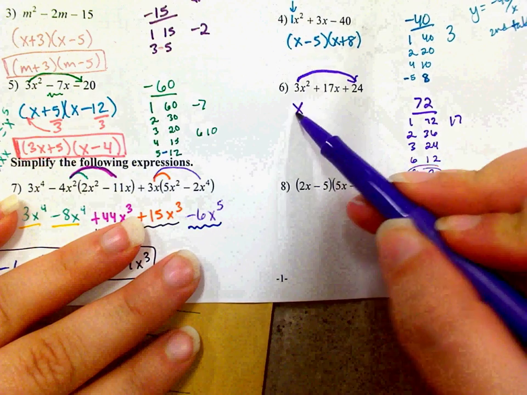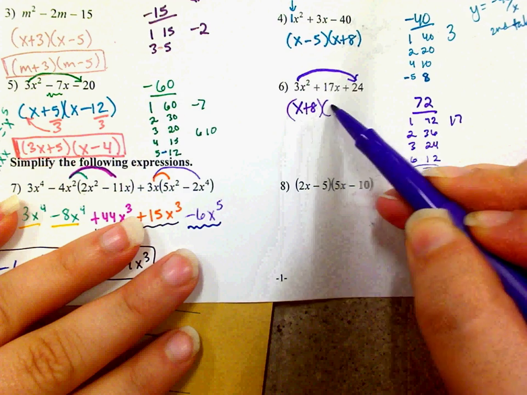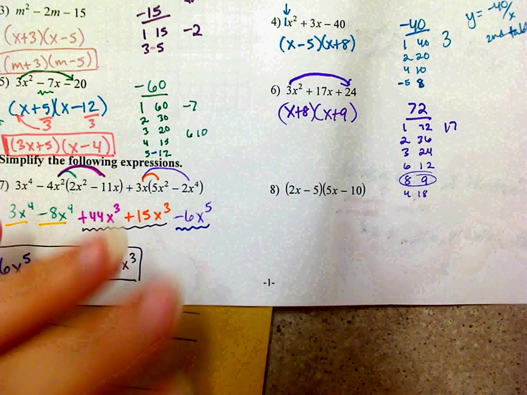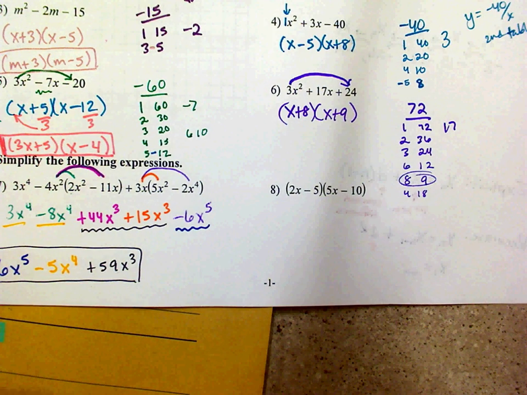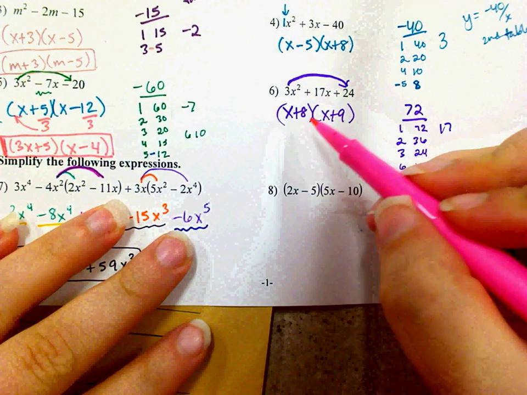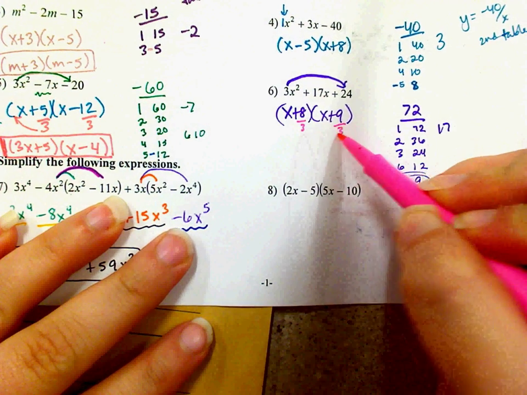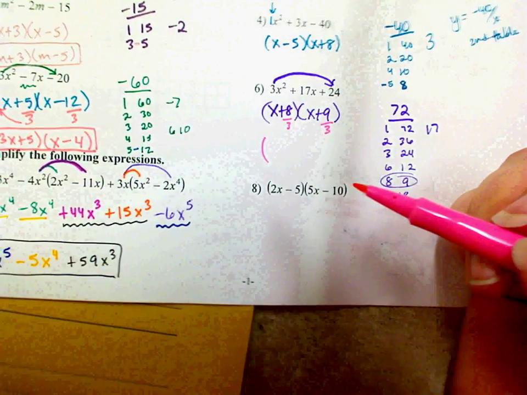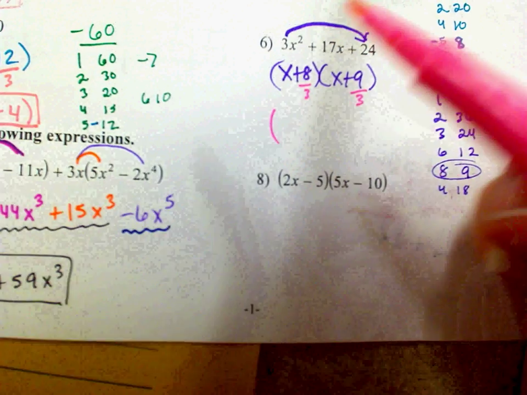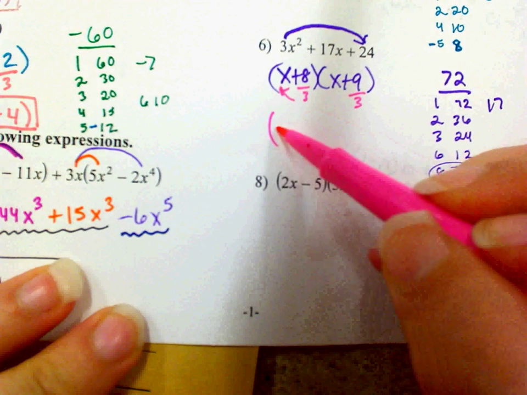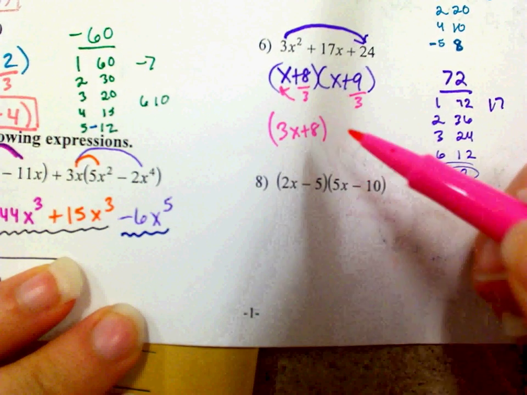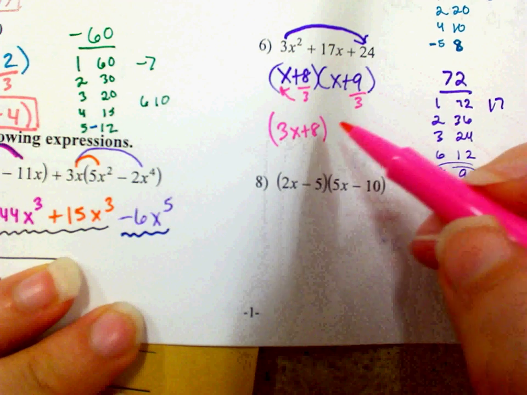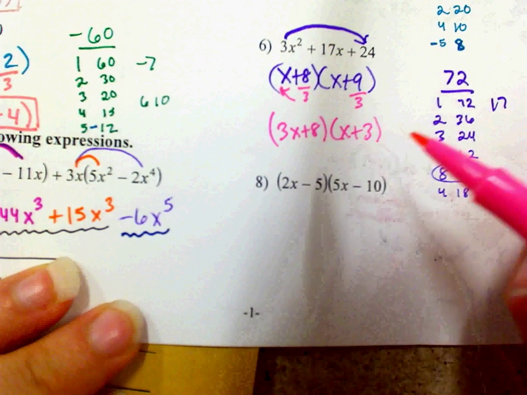But what? I multiplied by 3, yeah? So divide by 3. Does 8 divide by 3? So it's bottoms up. Thank you. 3x plus 8. Does 9 divide by 3? So it's x plus 3. Okay?